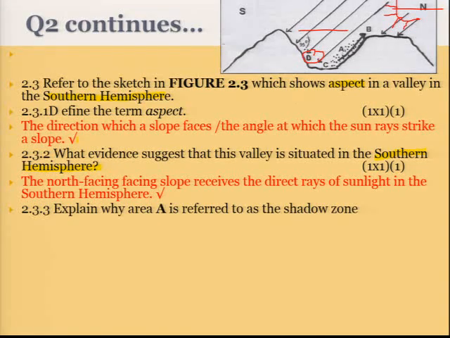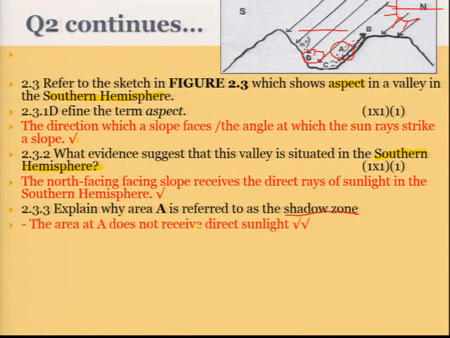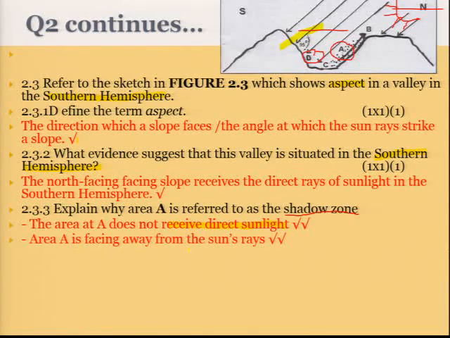Explain why area A is this one. Why is area A referred to as a shadow zone? We say area A is referred to as a shadow zone because the area does not receive any sunlight. And it's correct, colleagues. Even if you check our diagram, the rays are not reaching area A because now it is on the shadow side. And we also say area A is far away from the sun.